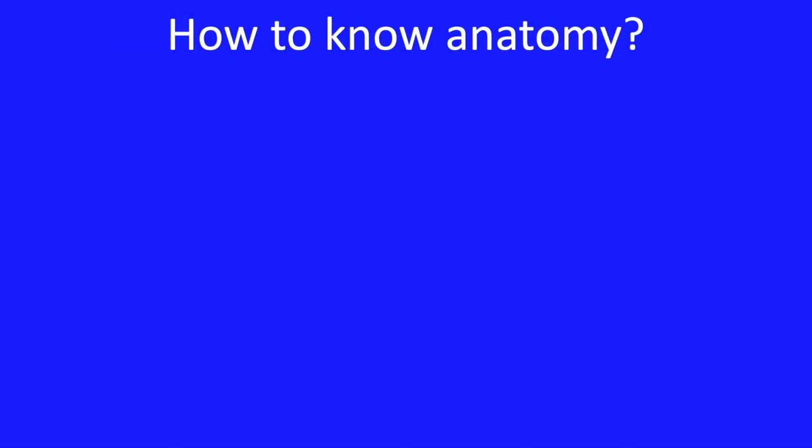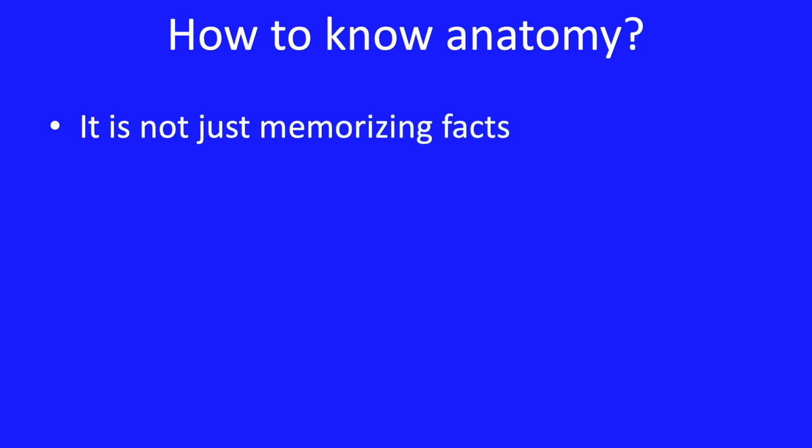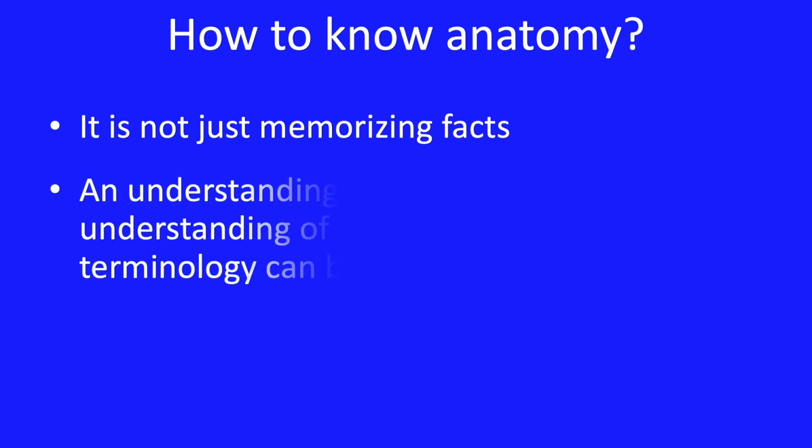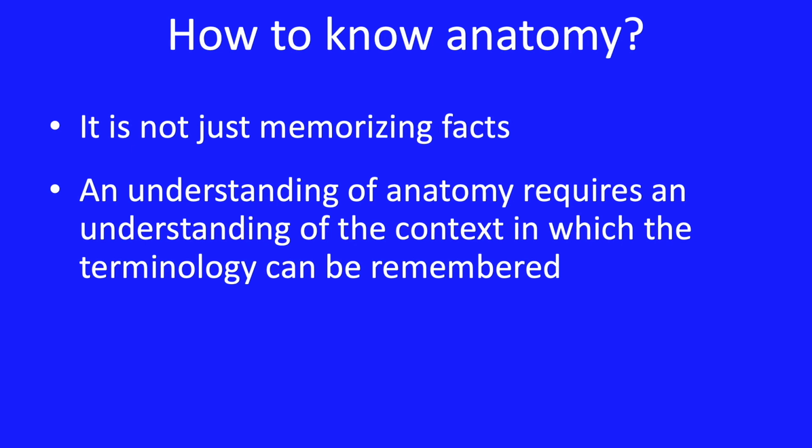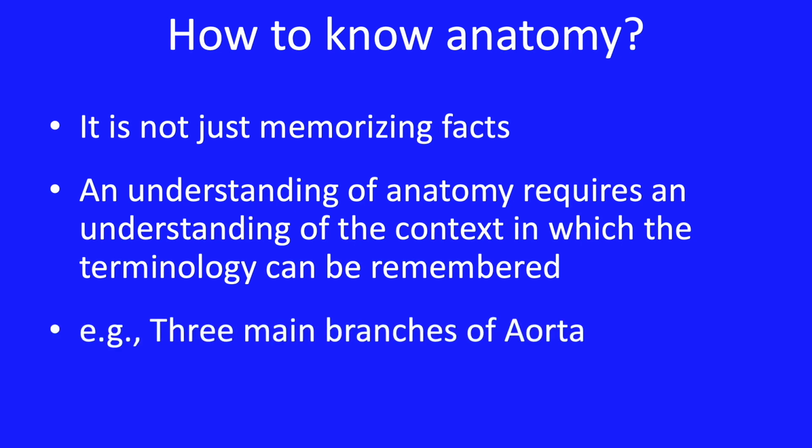At this point, let me clarify what we plan to do with all this language you will learn in gross anatomy. First, it is not just memorizing facts. Yes, you do have to learn the names of structures that use Latin and Greek in their base, but if you just memorize terms, as people used to do with a telephone book, you will not know your anatomy. An understanding of anatomy requires an understanding of the context in which the terminology can be remembered. Let's look at the three main branches of the aorta to understand this concept.